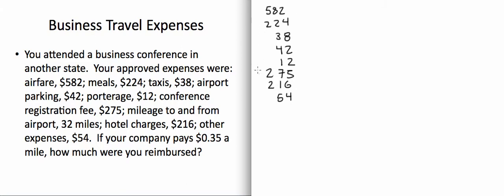So we have all of these expenses here plus 32 miles at 0.35 or 35 cents. So 32 times 0.35 gives us $11.20. All of these values we need to add together, and this is going to give you how much money you get reimbursed. When we add this all up, we get an answer of $1,454.20.